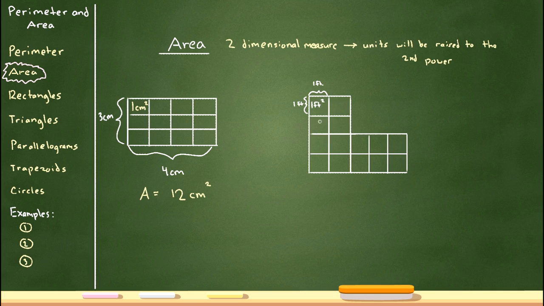So I have 1, 2, 3, 4, 5, 6, 7, 8, 9, 10, 11, 12, 13, 14, right? So the area is 14 squared feet. Okay. Now, even though I say it's squared feet, you don't put this square in front of foot. It's always going to be after here.